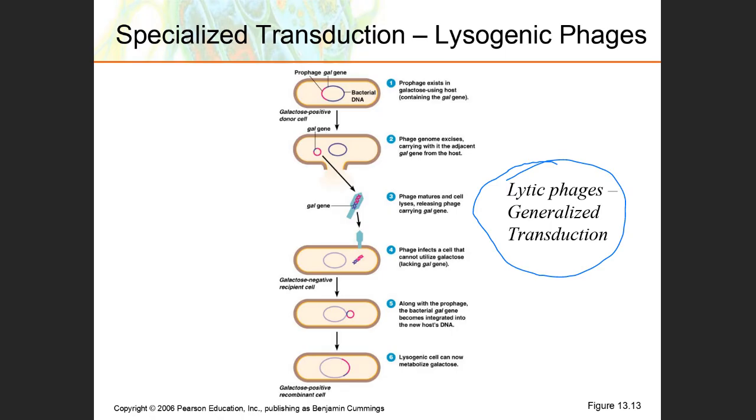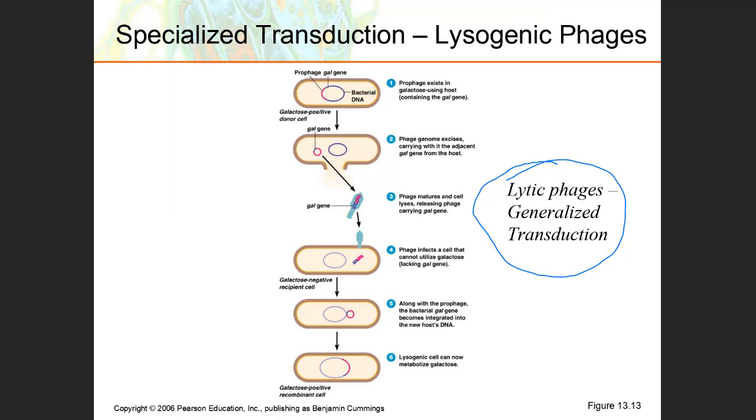So it's a completely random process. Random pieces of bacterial chromosome get incorporated into the capsid, and those viruses may infect another cell, but they're not actually infecting them. They're injecting bacterial DNA, not viral DNA. So lucky for that new host cell, it's not actually being infected. And it may have acquired a beneficial gene. So that's generalized transduction involving lytic phages.